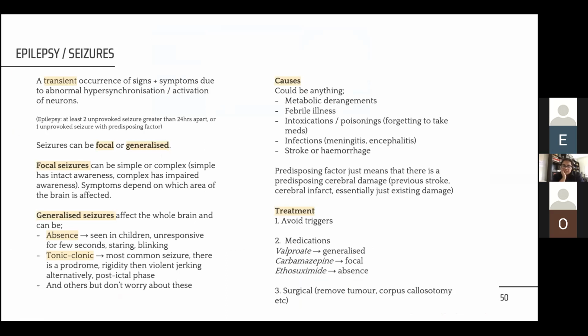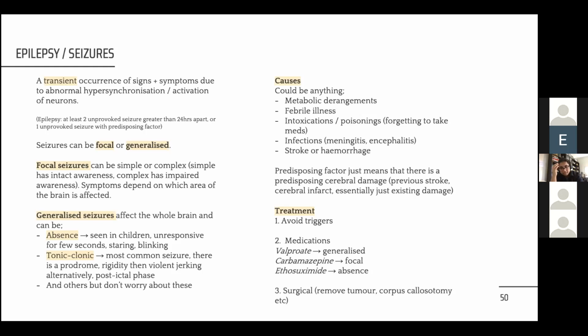Next up, we've got seizures. The definition of a seizure is a transient occurrence of signs and symptoms because there's some sort of abnormal hypersynchronization of neurons. Whereas the definition of epilepsy, the disorder, is having either 2 unprovoked seizures more than 24 hours apart, or 1 unprovoked seizure with some sort of predisposing factor. Seizures can be either focal or generalized.